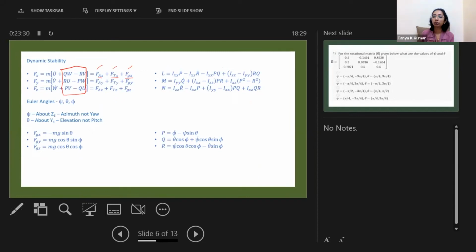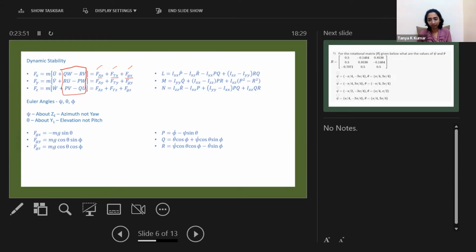Now we come to Euler angles. What are Euler angles? Euler angles are a way of representing the orientation of your aircraft, okay? They're just one of the ways in which you can represent the orientation. There are a couple of other ways that you can represent the orientation. Euler angles, psi, theta, phi, in this particular order, which is conventionally used for aircraft.